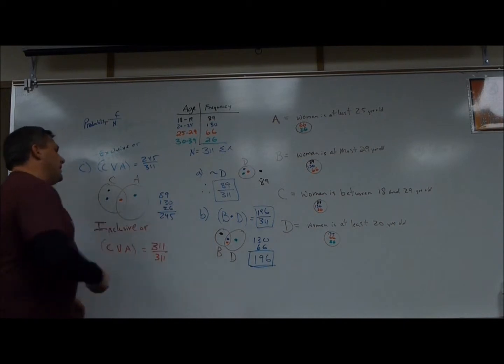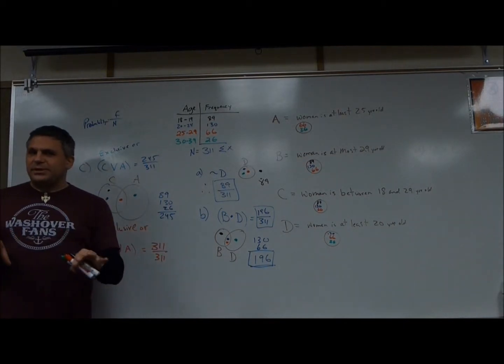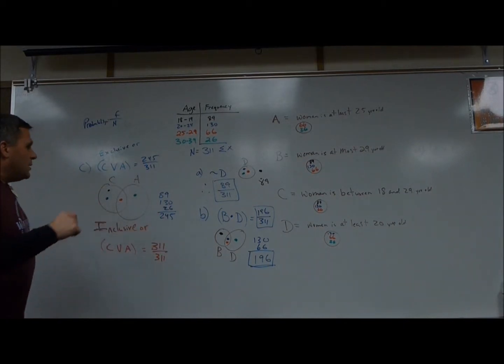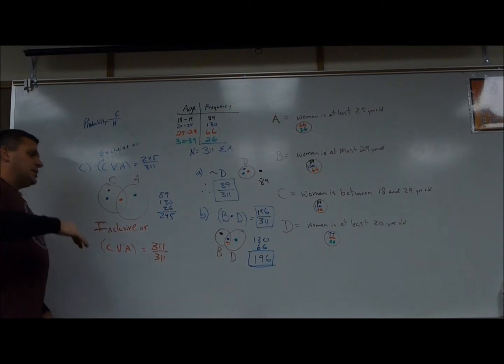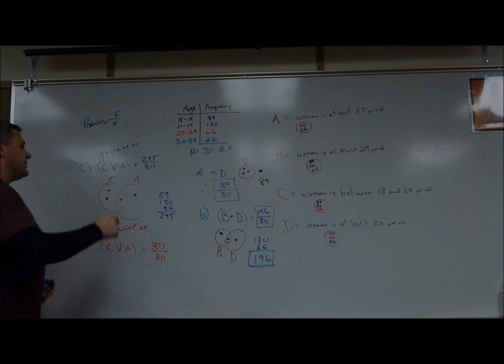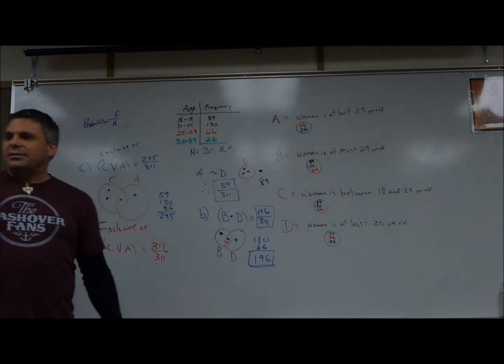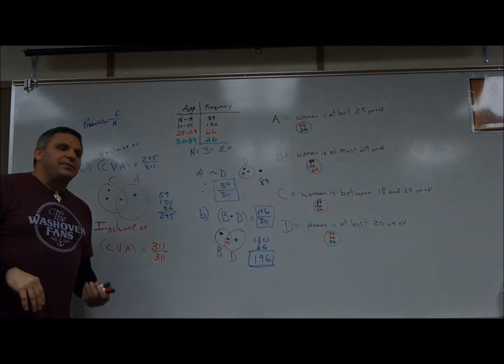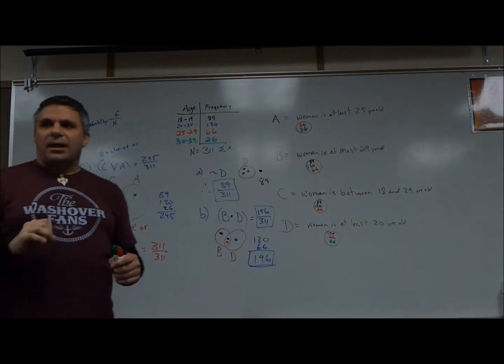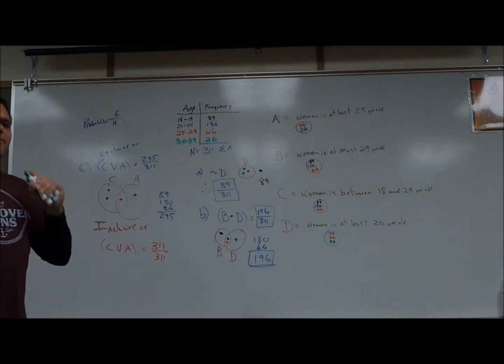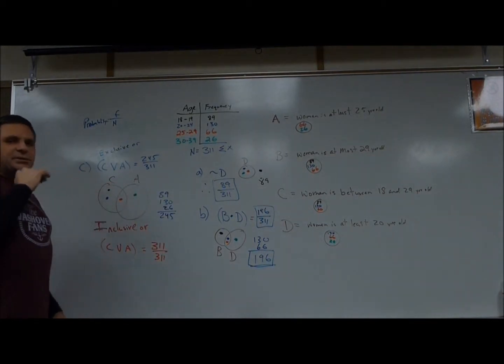Then we look at C. C is where it gets confusing. Okay? C is where we have an inclusive or an exclusive OR, because it says C or A. And you have to know, is it going to be inclusive or exclusive? And the book states that all these problems are going to be focusing on exclusive ORs.